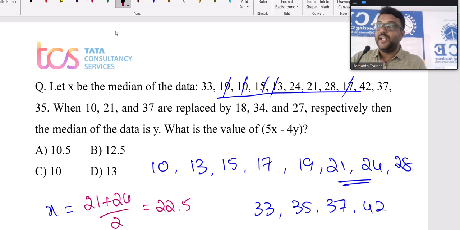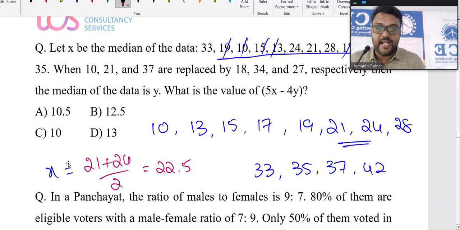Now, see the concept. They're asking you to replace certain numbers. Now you calculate the median. Now the new median is y after replacing. What is to be replaced? 10 should be replaced with 18.